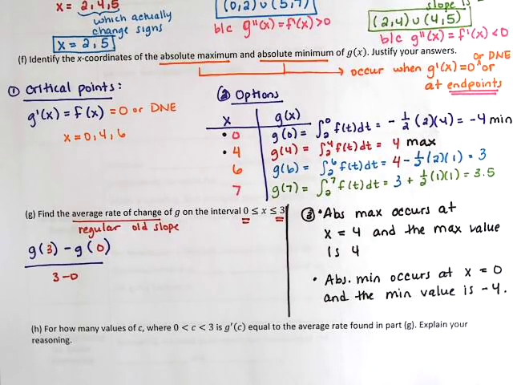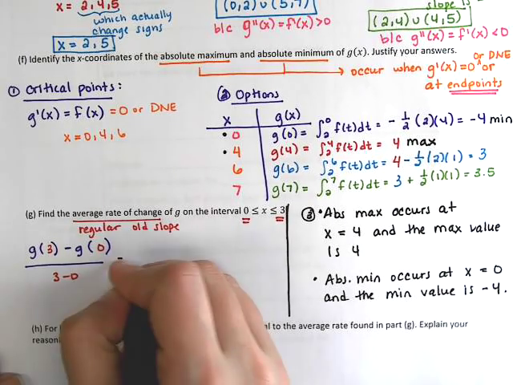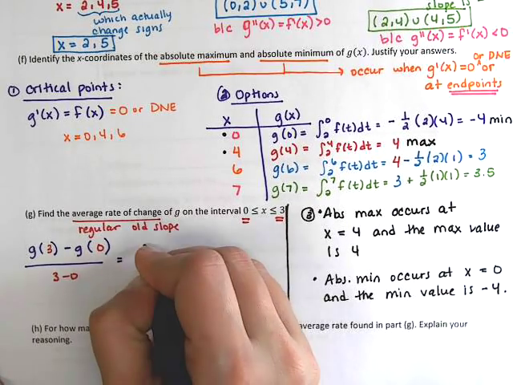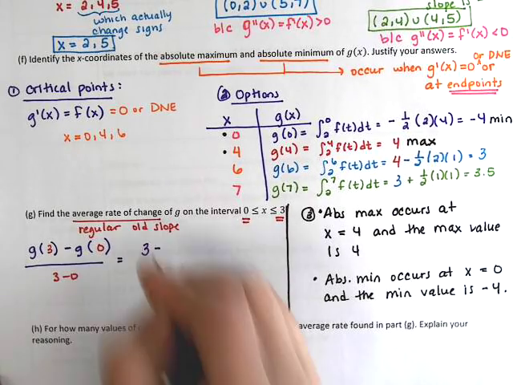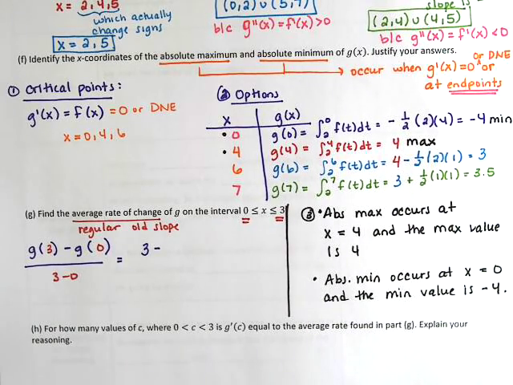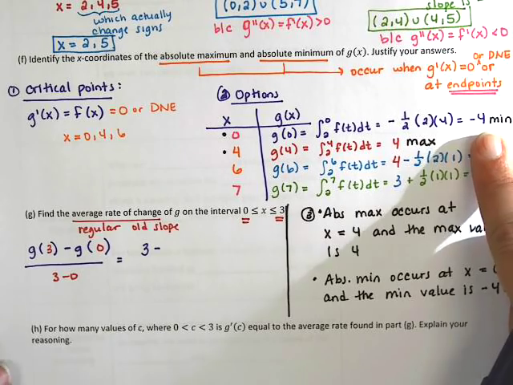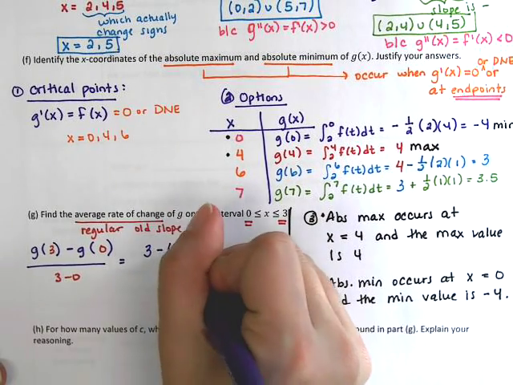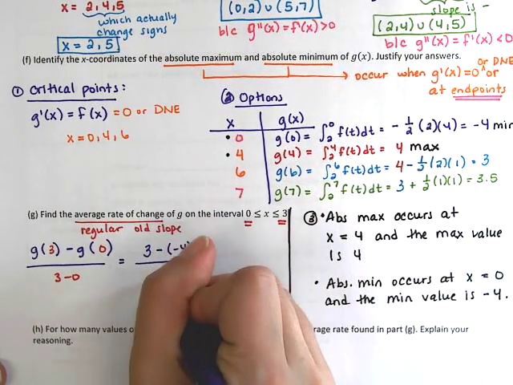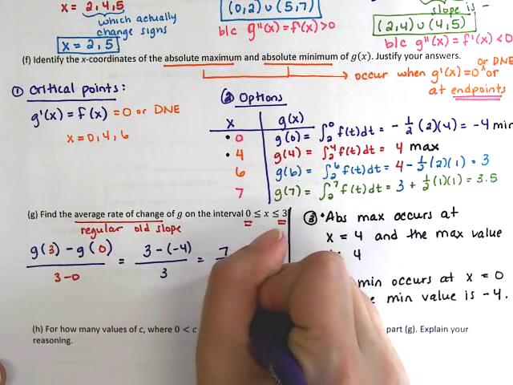Now, if you think back to what we already did, we already calculated g of 3 in part A. So I'm just going to use that result, which was 3. Minus, we also already calculated g of 0 in part F. So minus -4 all over 3, which simplifies to 7/3.